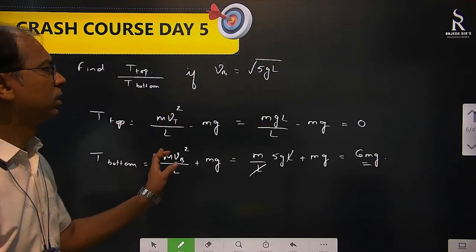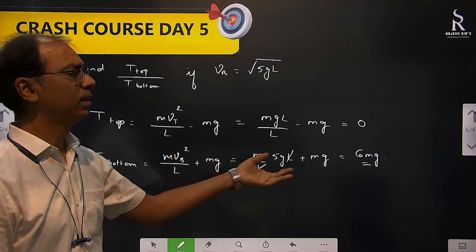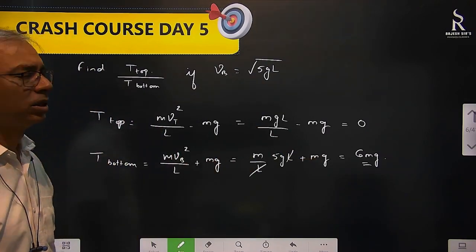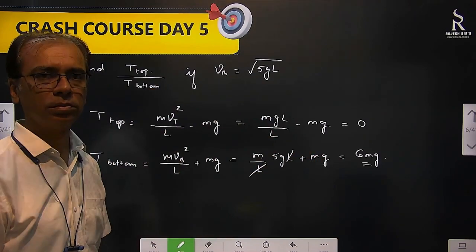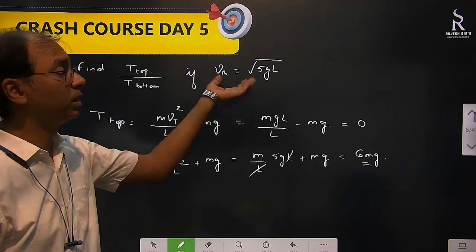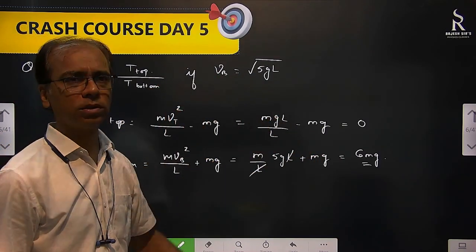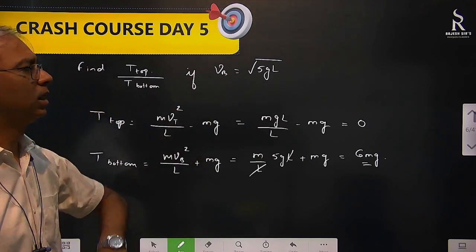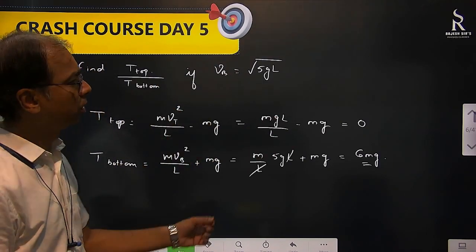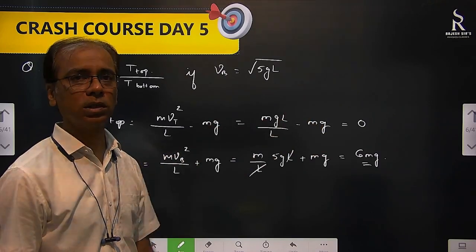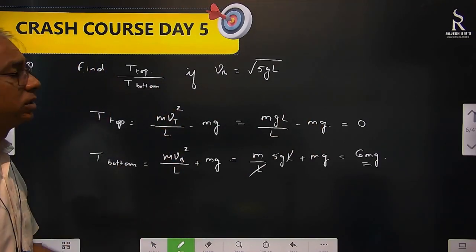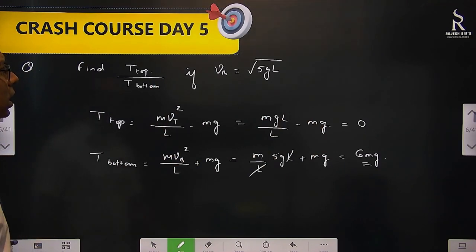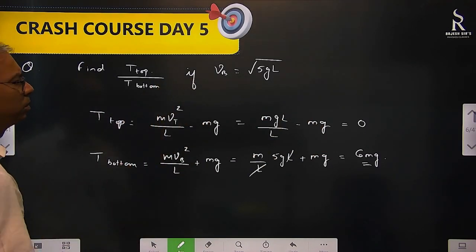Suppose it's not asking for the ratio and directly asks what the tension at the bottom is: 6 mg. Tension at the top is 0, because that's the minimum speed. If the speed is more, we will get tension. If I say root 6 GL is the velocity at the bottommost point, you will get tension over here. Tension will increase. So this is how they ask you the tension ratio. They can give you any speed; I have just taken the minimum speed required.